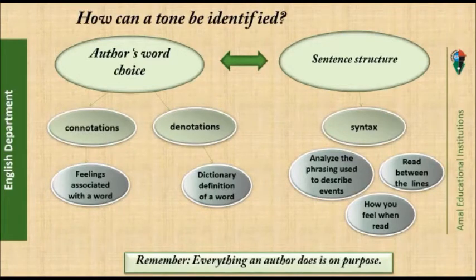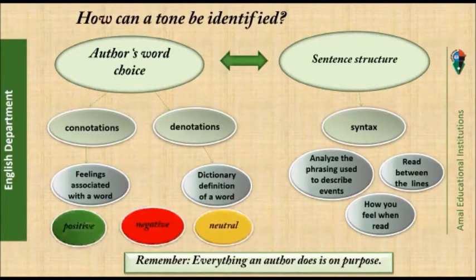What do we mean by connotations and denotations? A connotation is the feelings associated with a word. A denotation is the dictionary definition of a word. Both connotations and denotations can help you identify the tone as positive, negative, or neutral.